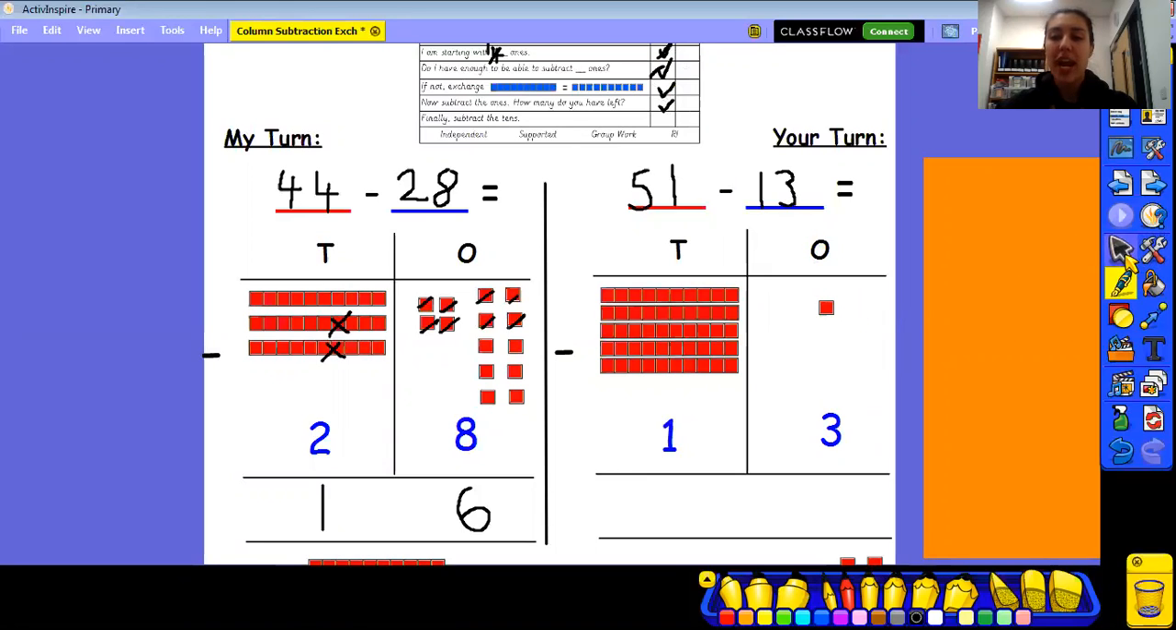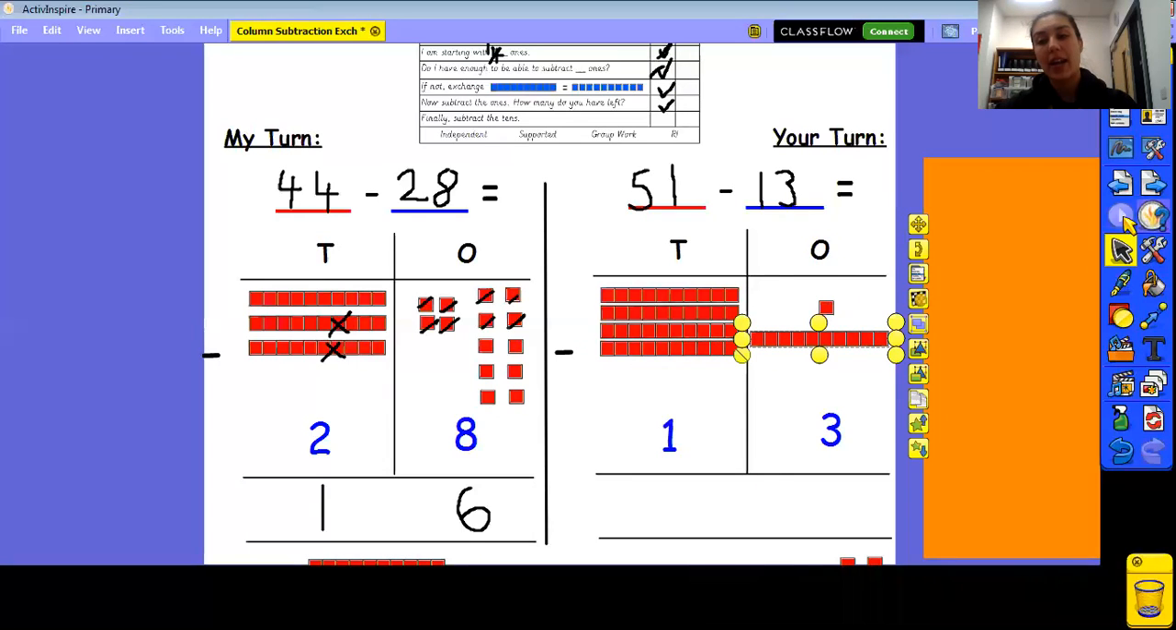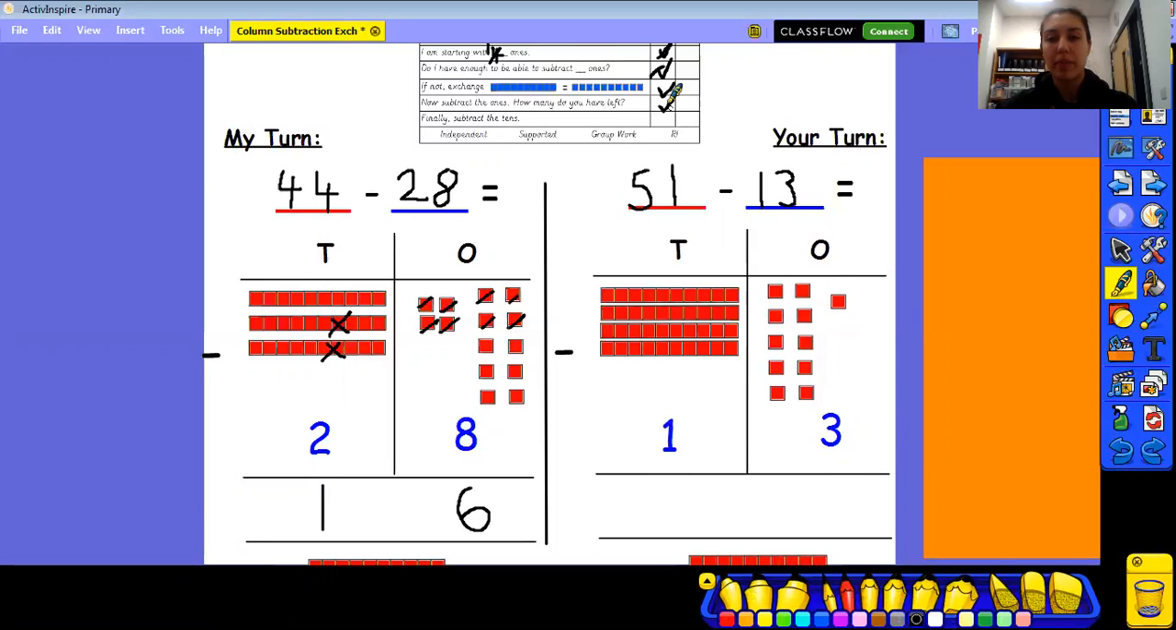That's right, I can exchange one of my tens for 10 ones. So remember, it is an equal swap. So 1 ten is equal to 10 ones. So now instead of having 1 one, I've now got 11 ones. Well done. So now do I have enough to be able to subtract 3? Yes, because 11 is much bigger than 3. So let's subtract our 3 ones. 1, 2, 3.